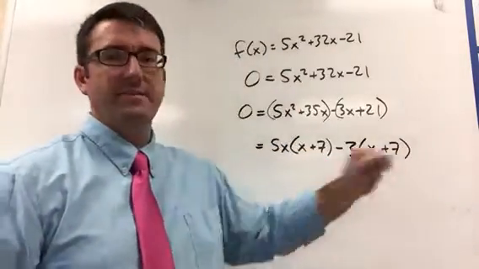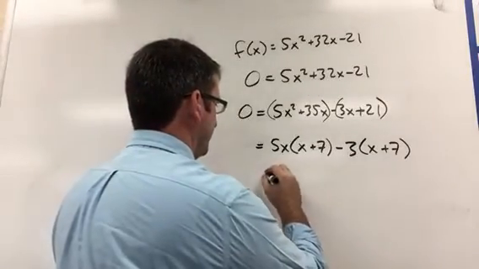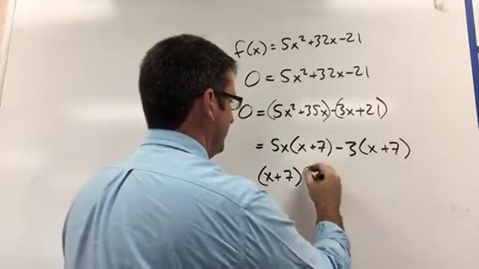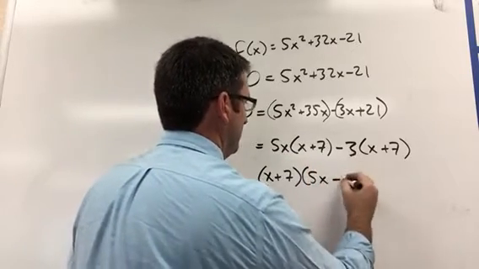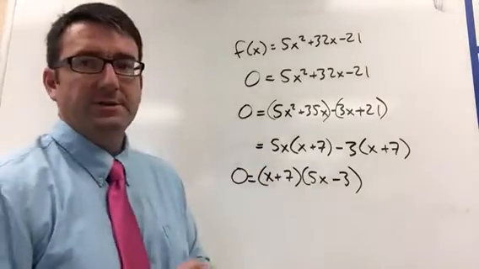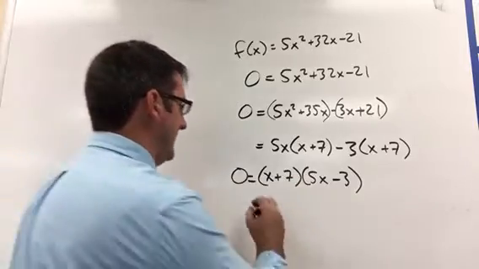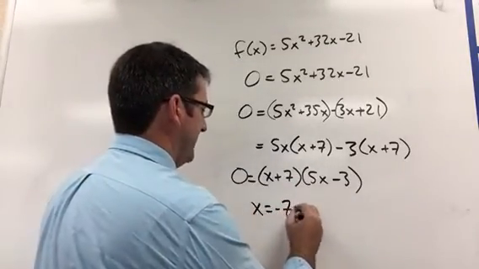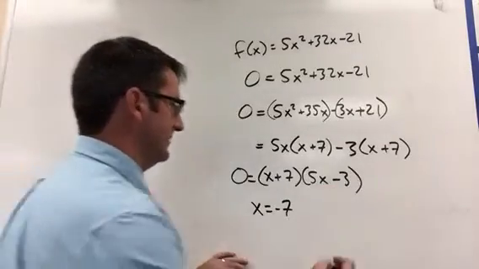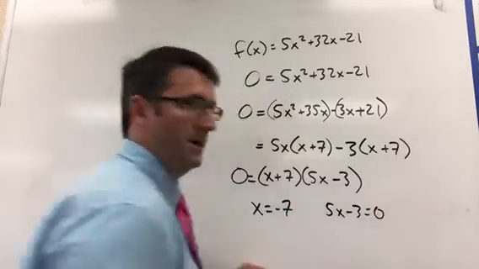Now we've got an x plus 7 in both terms. We can factor an x plus 7 out, so we get x plus 7. And then what we're left with is 5x minus 3. This is equal to 0. So the zero product property says that either x plus 7 is 0, in which case x is negative 7, or 5x minus 3 is equal to 0. Let's do that. So 5x minus 3 equals 0.